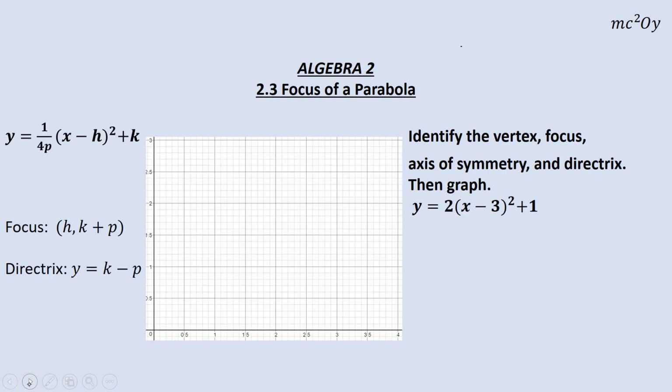Okay, so let's go ahead and look at this. And I gave us some different grids to kind of help out here. But in this case, identify the vertex, focus, axis of symmetry, and directrix, and then graph the function. Okay, so the first thing I need to do is identify the vertex. The vertex, remember h and k. Okay, so since it's y equals, this is my h term, which means (h, k) is my vertex. Okay, and so h is 3, k is 1, so my vertex is 3, 1, so I go 3 and 1. There it is.